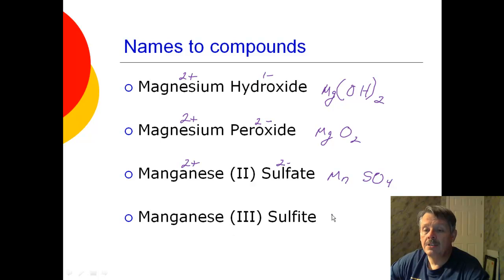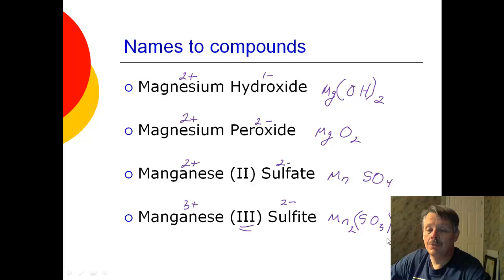Manganese sulfite. Be very, very careful. The ate versus ite is important. Sulfite is SO3. Manganese is a 3+ charge. How do I know that? It's because it tells me. And sulfite is the same as sulfate, so it has a 2- charge. When I cross them, I need to have 2 manganese, and I need to have 3 sulfites. I can't write SO3 3 without the parentheses. That's the way you have to write it.